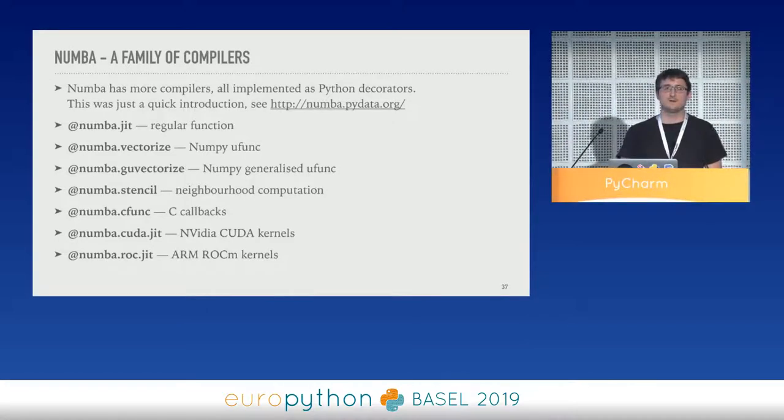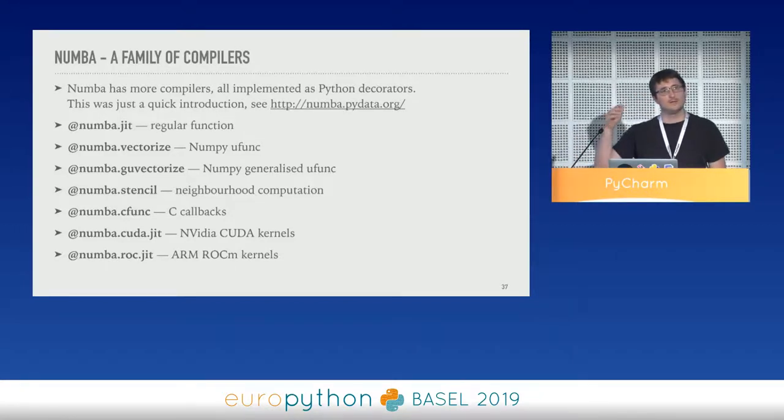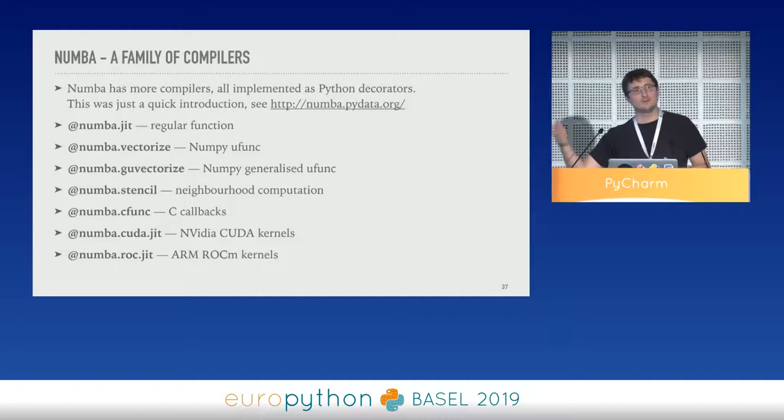There is cfunc, which can generate functions with well-defined C callback ABI. So this could be useful, for example, if you want to call a Numba function that you write in Python from C or C++ code. If all of your application runs in C++, but then you want to extend it with Python, then this would be one way to do it. And then there are these CUDA JIT and ROC JIT decorators to work with GPUs also.